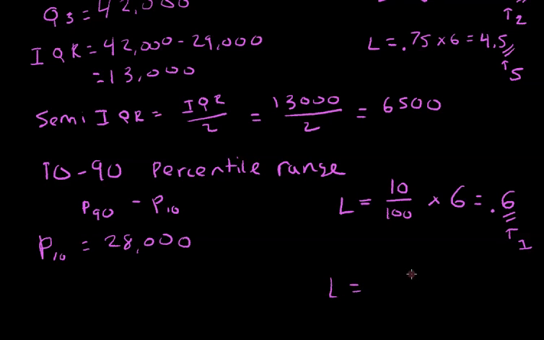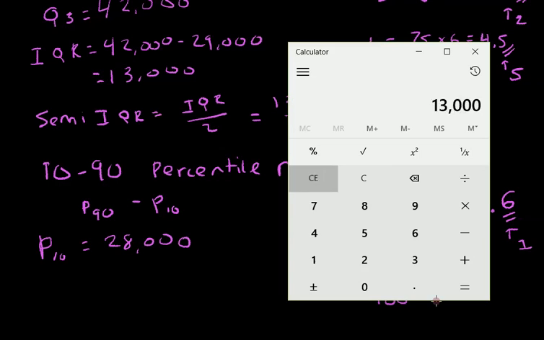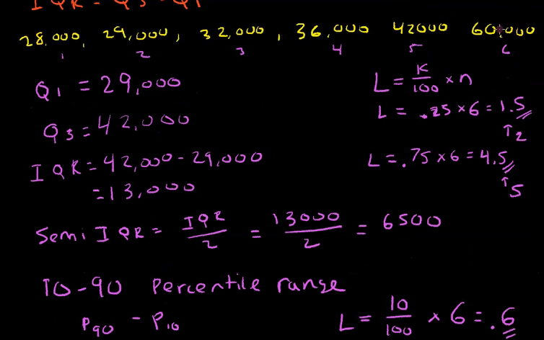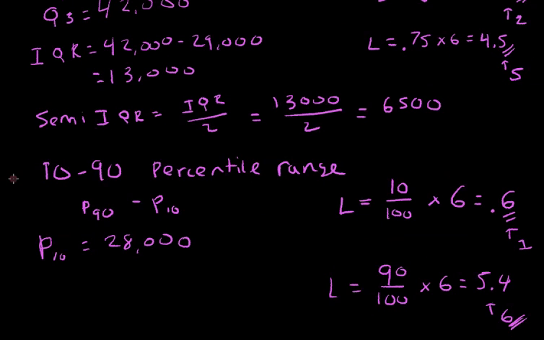Okay, now let's calculate it for the 90th percentile. Okay, so that'd be 0.9 times 6. Go ahead and pull out our calculator. So 0.9 times 6 is 5.4. Right, round that up to the next whole number. That'll be the 6th observation. Right, so the 6th observation is 60,000. So P90 is 60,000.